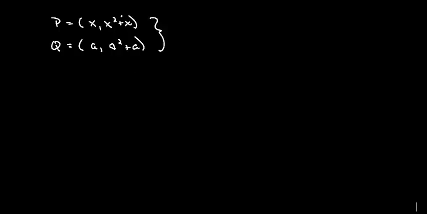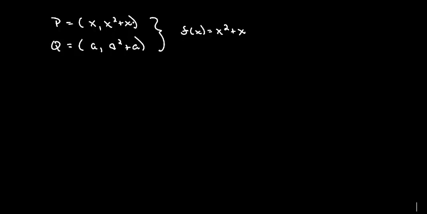We're asked to find the slope between 2 points. One is the point P, which is given by x and x squared plus x. And the other one is Q, which is given by a and a squared plus a. So if you notice, this function, whatever function is generating these guys, must be the function f of x, which is equal to x squared plus x.